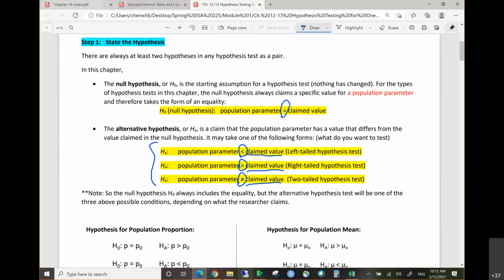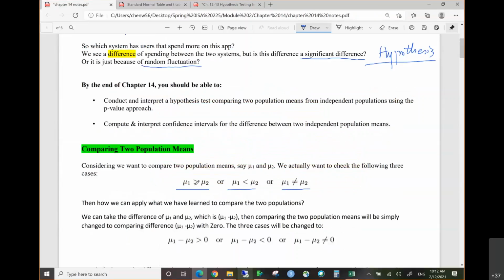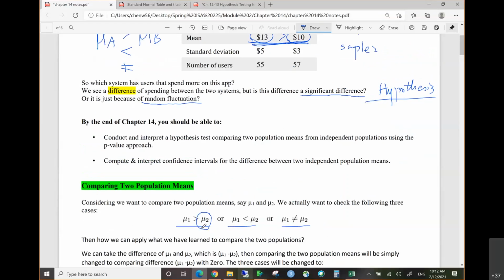But now we have two population means. I don't know population mean 1, and I don't know population mean 2. So of course, this is not a claimed value we can test about. We need a specific value so that we can put it into the formula to calculate the test statistic. The point is how we can convert this kind of hypothesis to another kind.